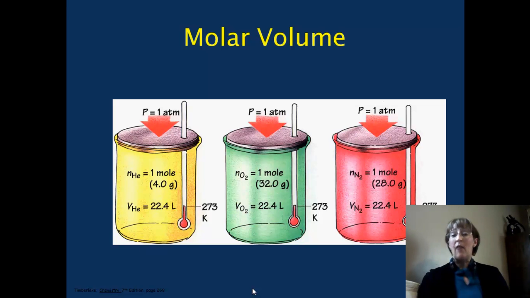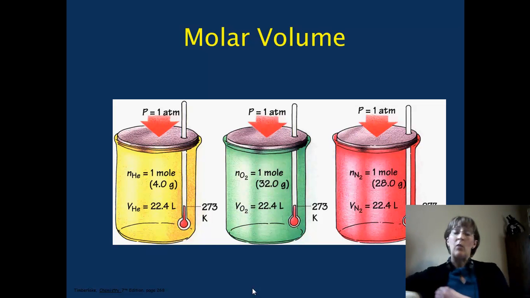No. Even though you've got 6.02 times 10 to the 23rd particles of helium in the first one, remember, it's a mole, it's going to weigh 4 grams. 1 mole of helium, you can look on the periodic table and see how much it weighs. 1 mole of oxygen, now remember, that's O2, so it's 32 grams. And then we have 1 mole of nitrogen, N2, because it's a diatomic molecule, it's going to weigh 28 grams.